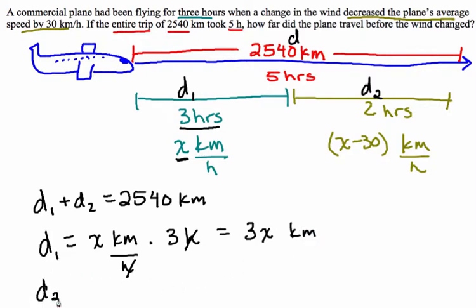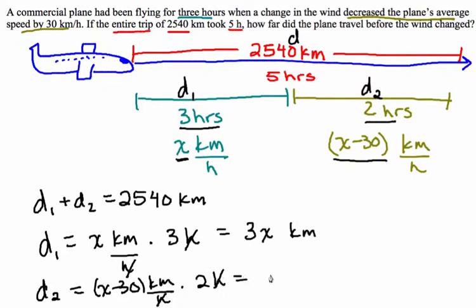The second distance, d sub 2, has to again be rate times time. The rate in that case was x minus 30, and the time was 2 hours. So we have x minus 30 kilometers per hour times 2 hours. So again, the units of hours cancel, and we're left with, I'm going to write this as 2 times the quantity, x minus 30 kilometers. Notice again, we're using that distance equals rate times time formula, and I put the units in to help myself check that both of these came out in kilometers for my distance, and they did.